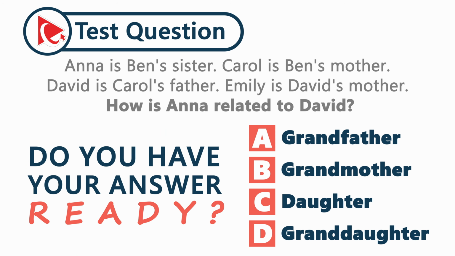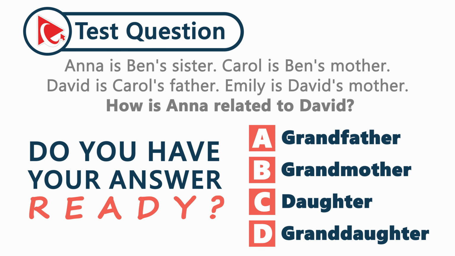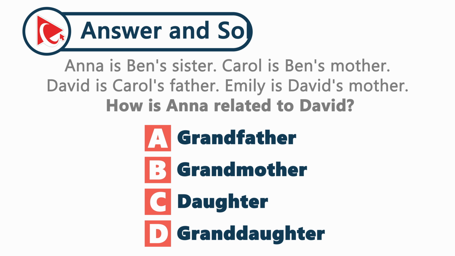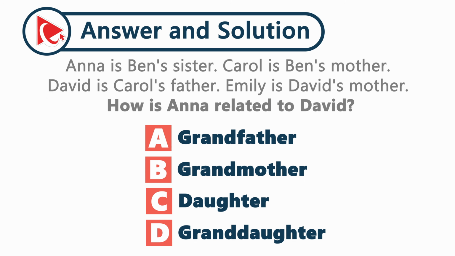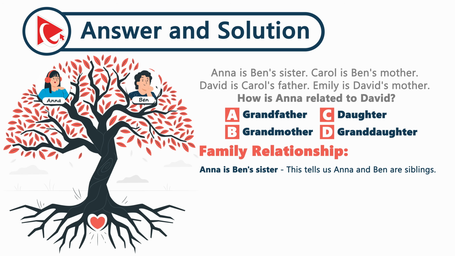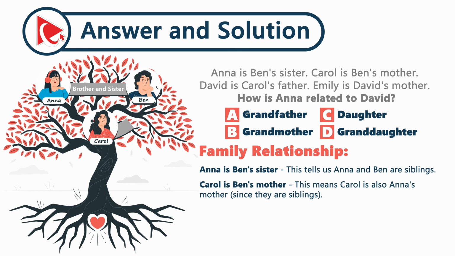Time's up. Do you have your answer ready? I truly hope so, because even though the question seems complex, the solution to this problem is surprisingly simple. To solve this question, you need to analyze each statement in the question and make conclusions out of them. Let's start with the first statement. Anna is Ben's sister. This tells us that Anna and Ben are siblings. Let's move on to the next one. Carol is Ben's mother, which means that Carol is also Anna's mother, since they're siblings.